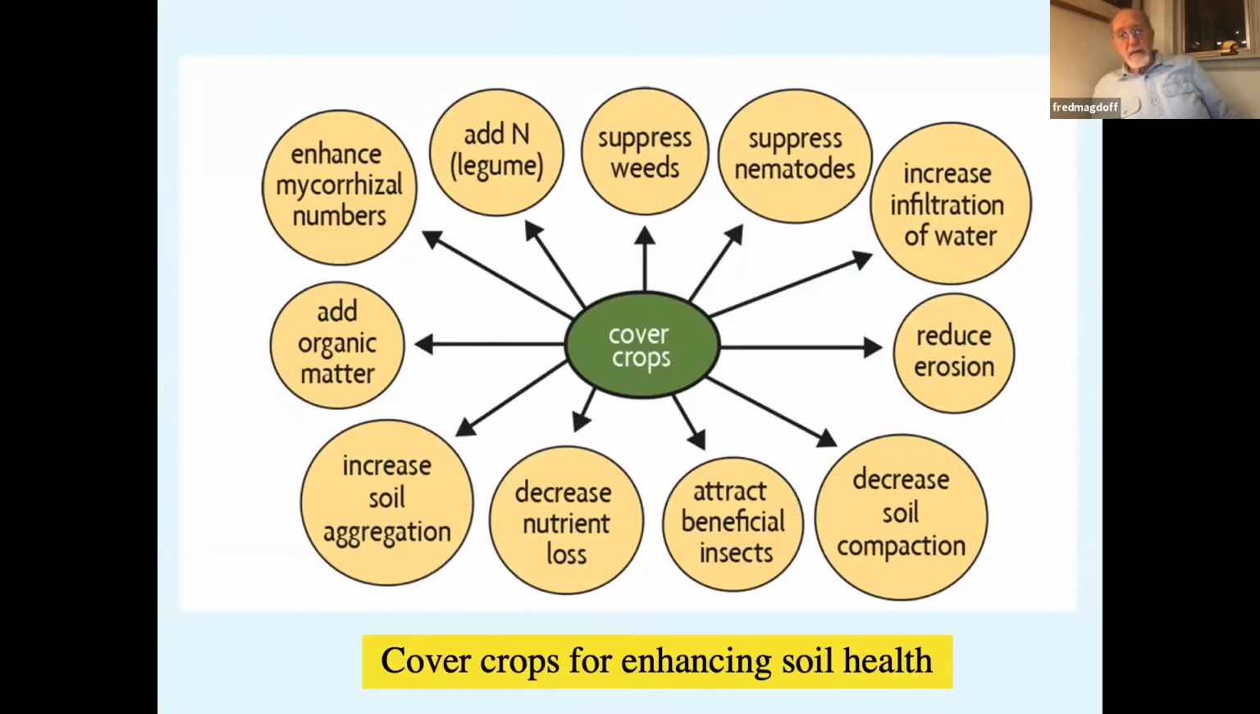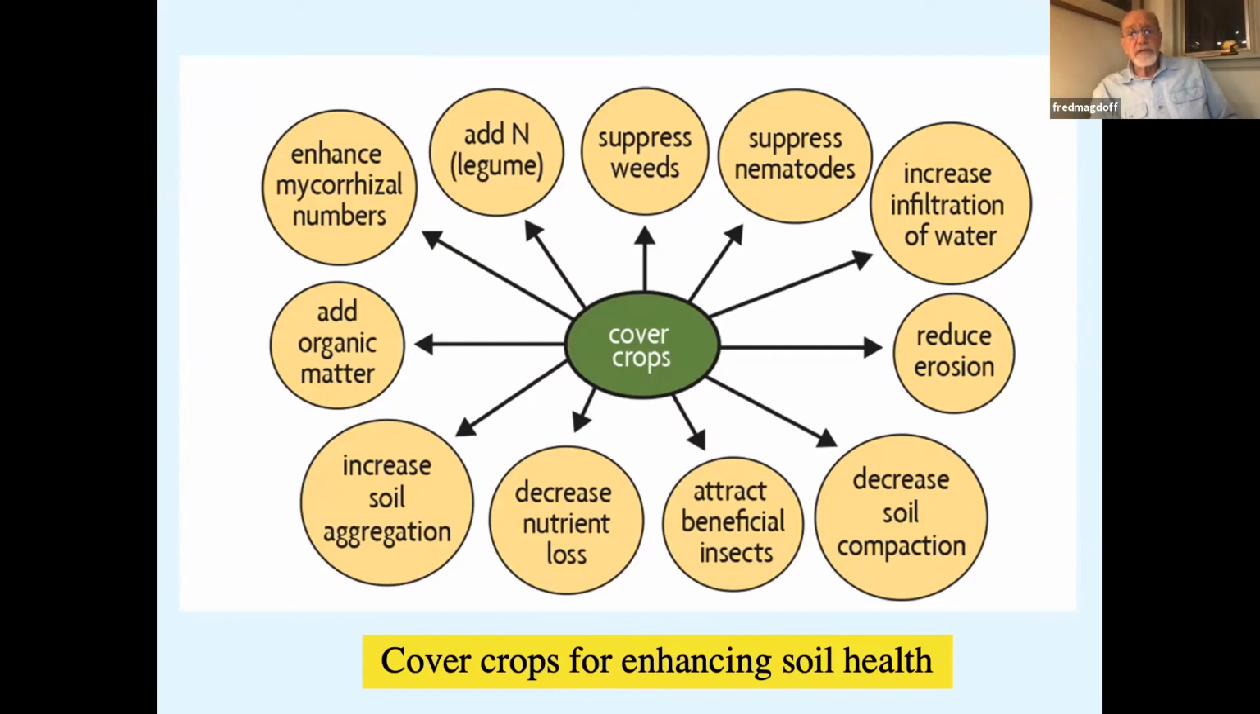So cover crops do so many things that it's hard to say we're planting cover crops because we're interested in controlling pests. But they do. They help tremendously, suppressing weeds. If you pick the cover crops correctly, they can suppress nematodes, increase water infiltration, reduce erosion, decrease soil compaction, attract beneficial insects, et cetera, et cetera. It's a very, very powerful practice.